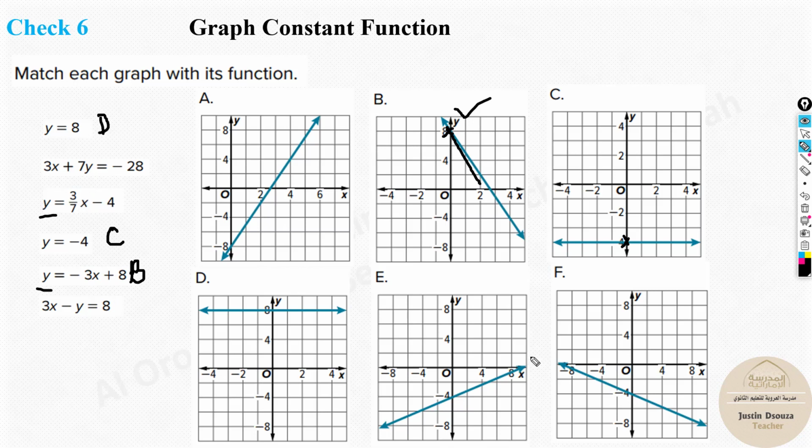It's -4. Let's see where is -4. There are 2 values with -4, which is the correct one. Now, since over here the slope is positive, it will go upwards. It will be going upwards. So this is the correct one, E.